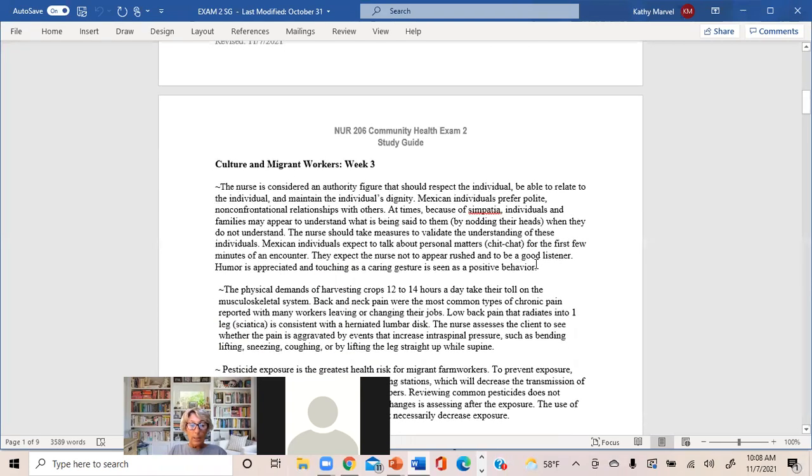So let's start with this: the exam will cover weeks 3, 4, and 5. Let's start with content and information from week 3. Let's take a look at this first paragraph. Everybody have a read, and then we'll talk about it. So read the first paragraph.